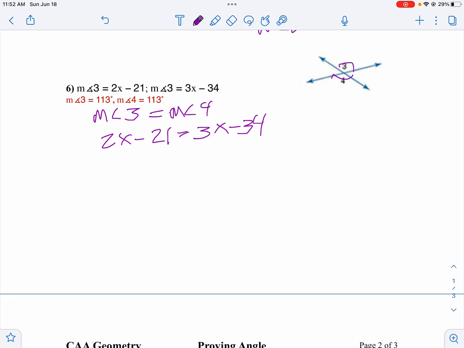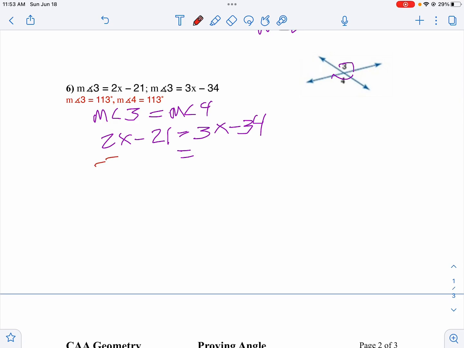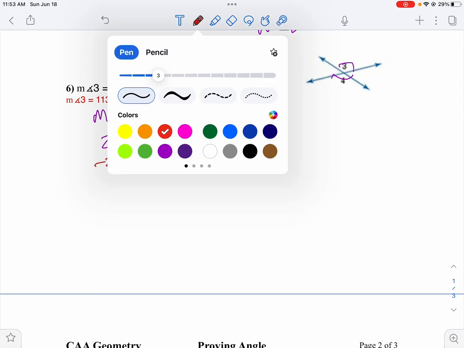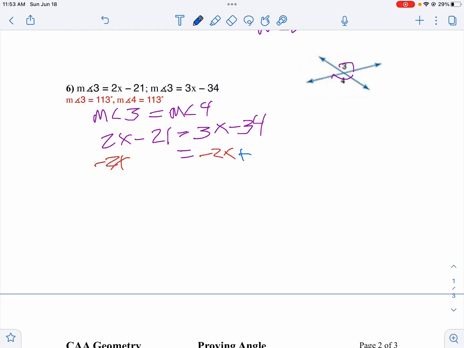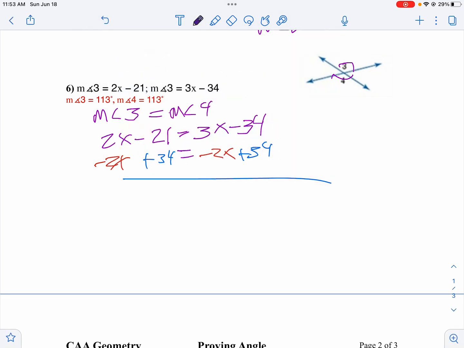And then to solve for x, well, let's subtract 2x from both sides. At the same time, we're going to add 34. So then, let me see, 34 minus 21 is 13, and 3x minus 2x is x. So x is 13.